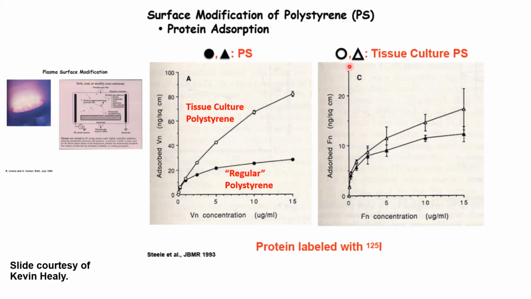So you can see here on the left, if we quantify using radioactive protein the amount of adsorbed vitronectin as a function of the input vitronectin on regular versus tissue culture modified polystyrene, you can see that this tissue culture treatment dramatically enhances vitronectin adsorption. Fibronectin adsorption, there's a trend towards it being enhanced, but it's not significant. So already you're seeing that the surface itself can have an effect on the ECM that you actually get, regardless of what you put in.